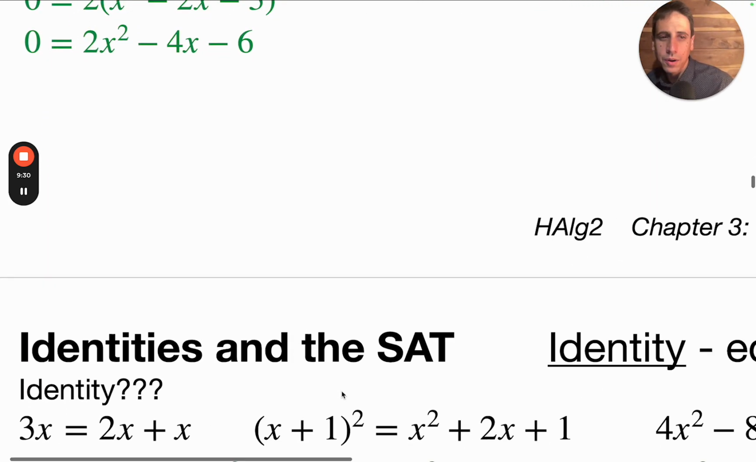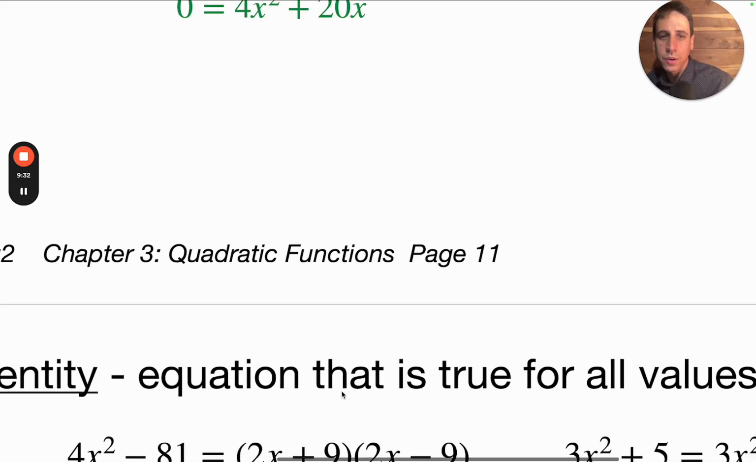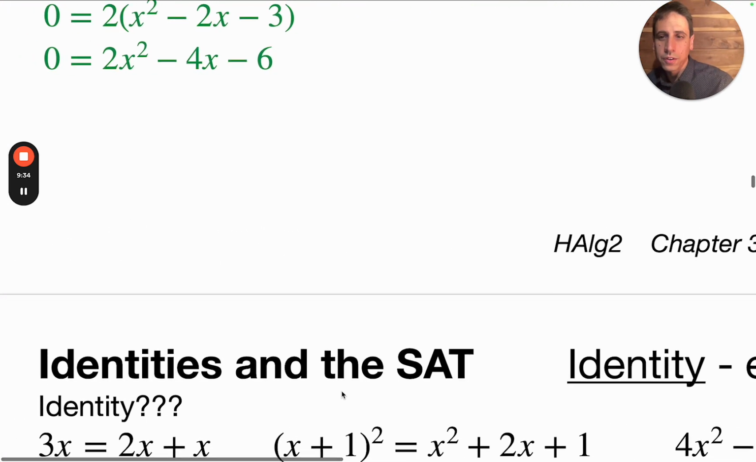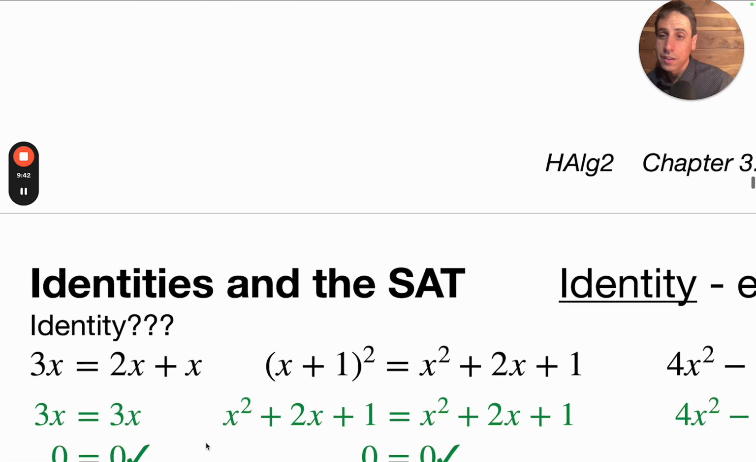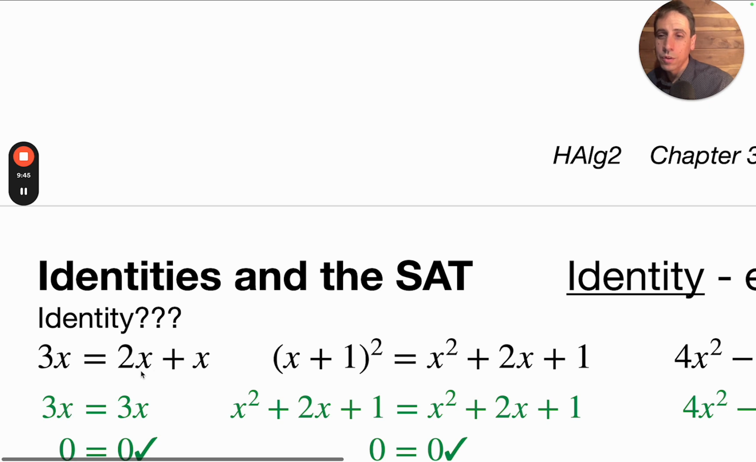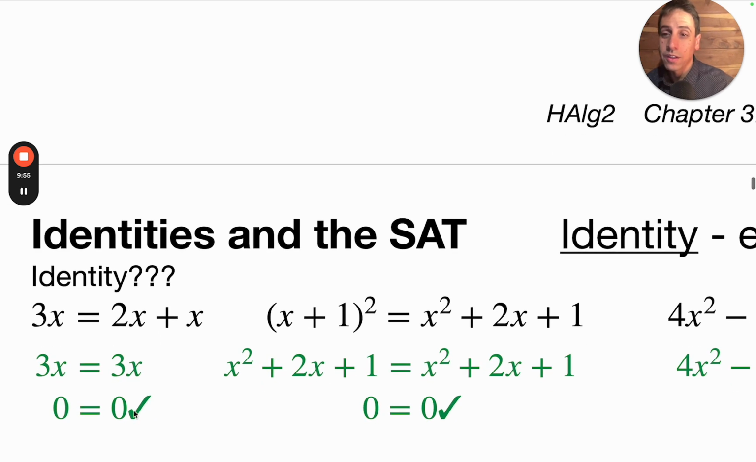So identities. What is an identity? An identity is an equation that is true for all values of x. So, for example, let's check to see, is this an identity? Is 3 times a number equal to 2 times a number plus that number? Yes. We can see the 3x, if you combine the right-hand side algebraically, and then you can even subtract 3x from both sides, you get 0 equals 0. This is a true statement, so therefore the original is an identity. The answer is yes, it is an identity.